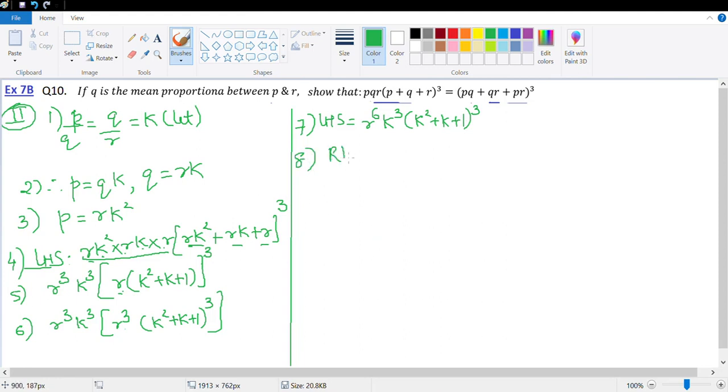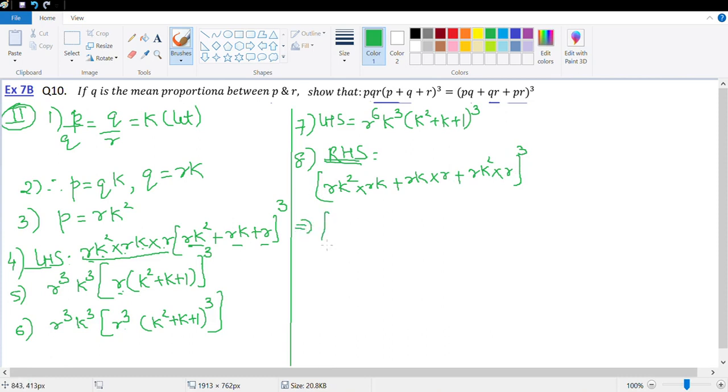So let's substitute values. Right hand side is PQR. P is RK square. Q is RK. R is R. P is RK square, Q is RK, R is R, and everything raised to the power 3. Yes, that's correct. Now let's see what all we have.